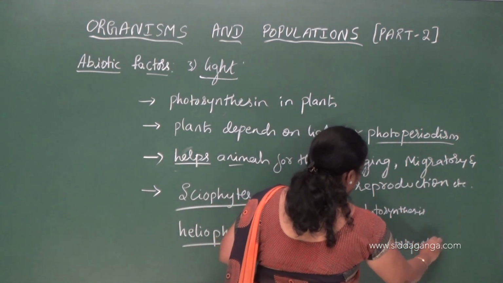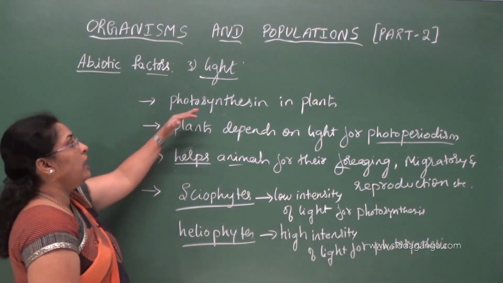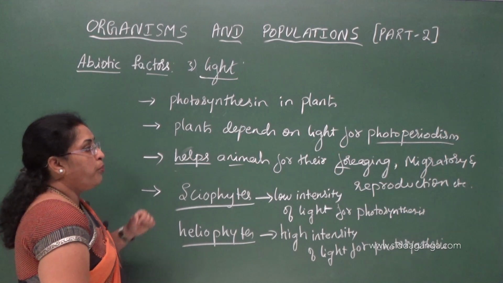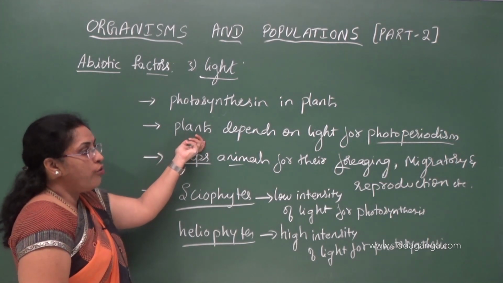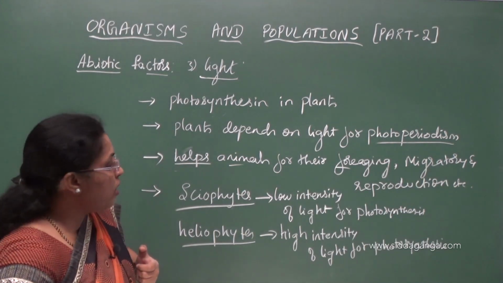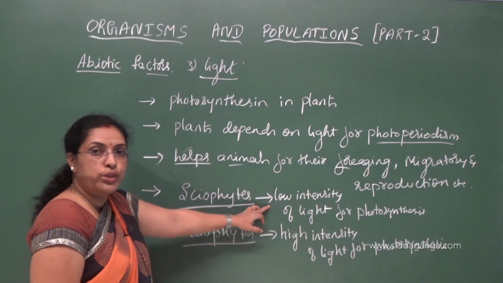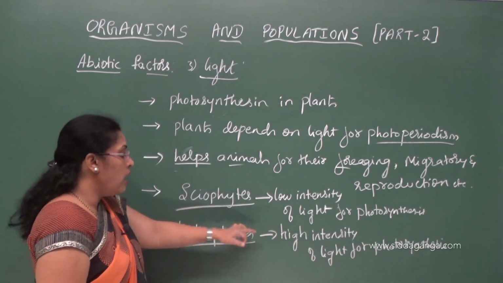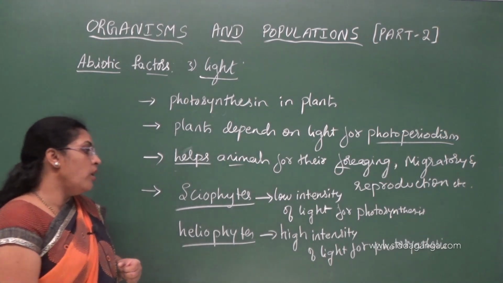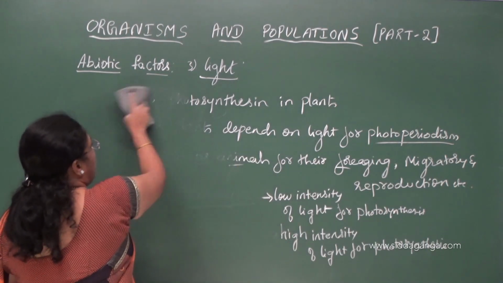So like this, light is very important for the survival of organisms on this earth. It mainly helps in photosynthesis in plants, and plants depend on light for their flowering, that is called photoperiodism, and it helps animals for their foraging, migratory and reproductive activities. Some plants require low intensity of light for photosynthesis. They are called sciophytes, and some plants require high intensity of light for photosynthesis. They are called heliophytes.